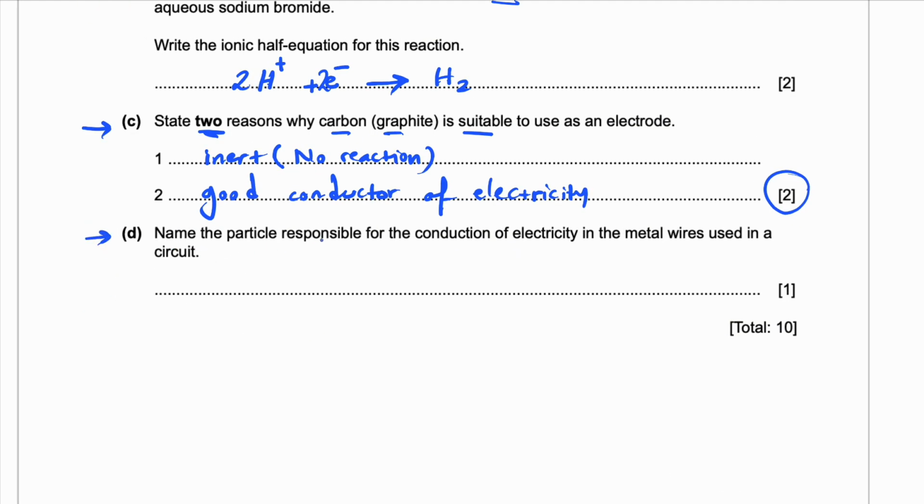Name the particle responsible for the conduction of electricity in the metal wires used in a circuit. So in a metal wire, remember the charge carriers are electrons. In solutions, charge carriers are ions, but in solid metals, they are electrons.